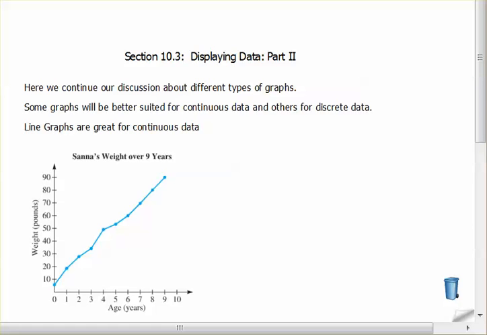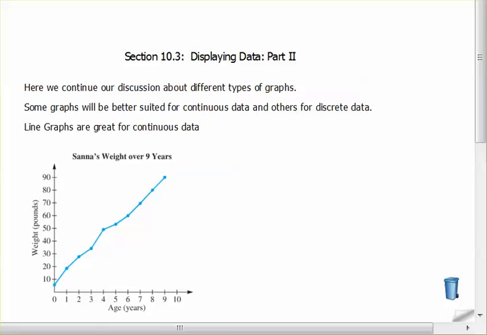In this section, we're going to be talking about more types of graphs, some different ones than we covered in the last section. And we also need to talk about something called continuous data and discrete data. Now, there's a difference, and some graphs are better suited to different types of data. Some of the other graphs that we've seen already, we didn't talk about this in those terms, but we're going to talk about it now when we see line graphs and scatter plots.